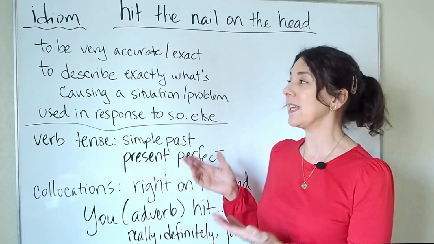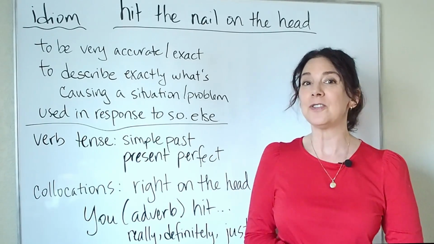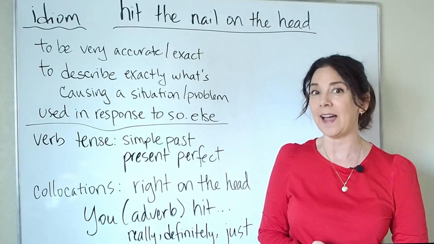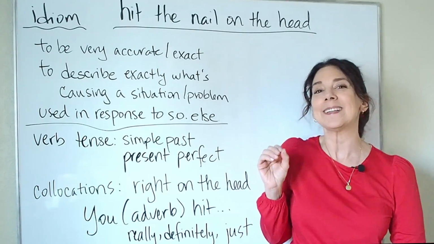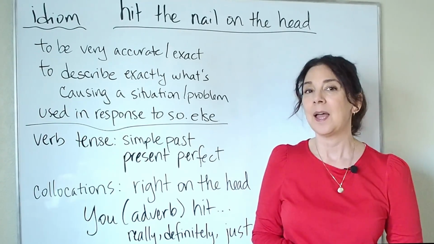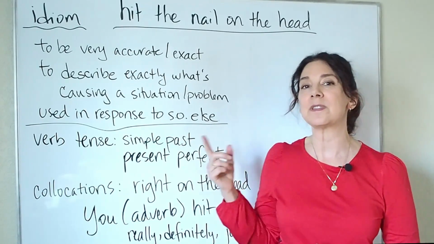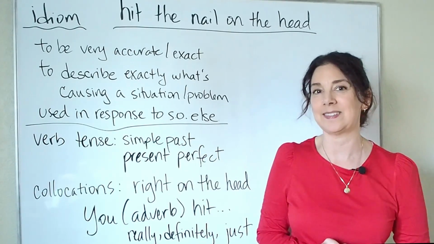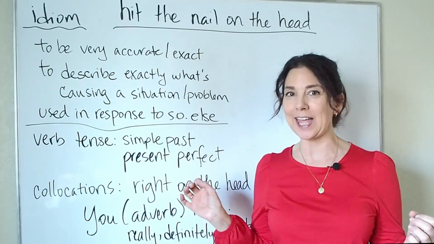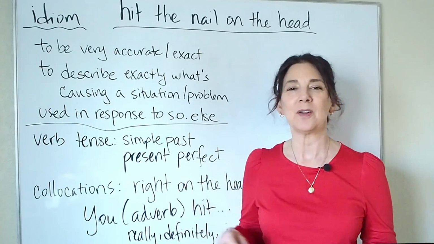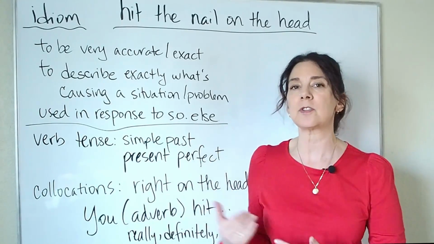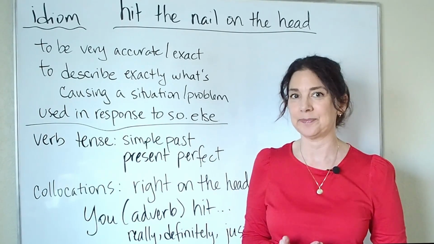So first, what does hit the nail on the head mean? Well, you can see here about the definition that it means to be very accurate or exact, or to describe exactly what's causing a situation or a problem. But this is used in response to what someone else has said. So we don't say, for example, I'm going to hit the nail on the head, I'm going to explain the problem. We don't say that. Instead, we use it in conversation to respond to what someone else has said.